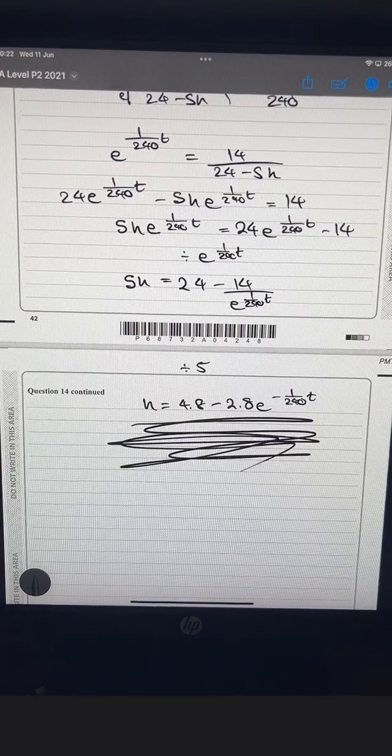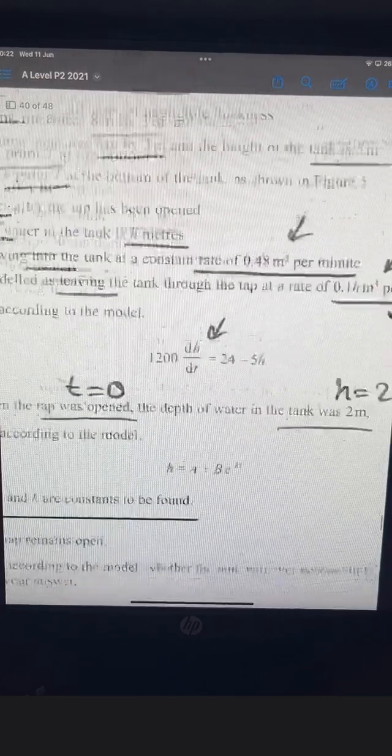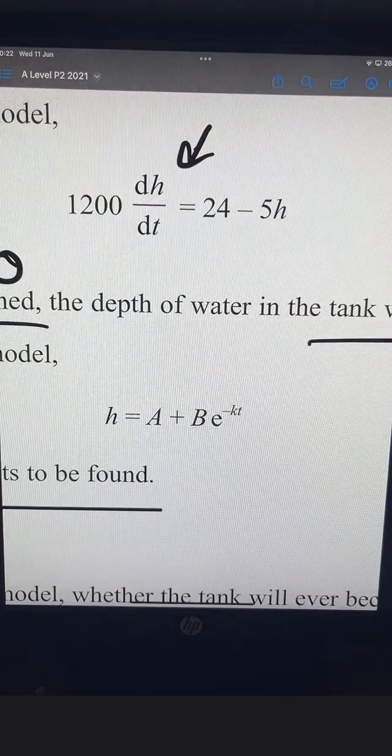So k is equal to 1 over 240. You can see you've got a negative power there. That's the form they wanted it in. Damn, that was a lot of talking, but that's 6 marks.